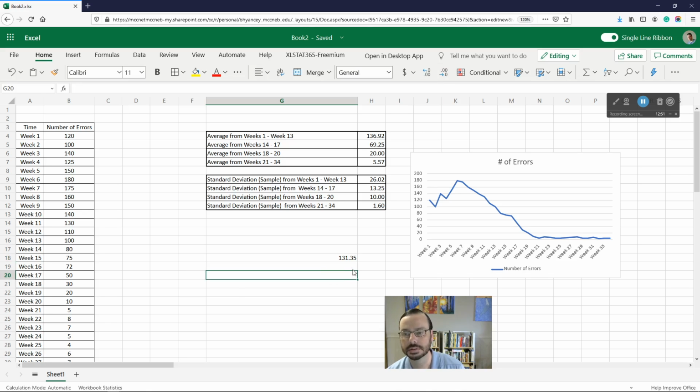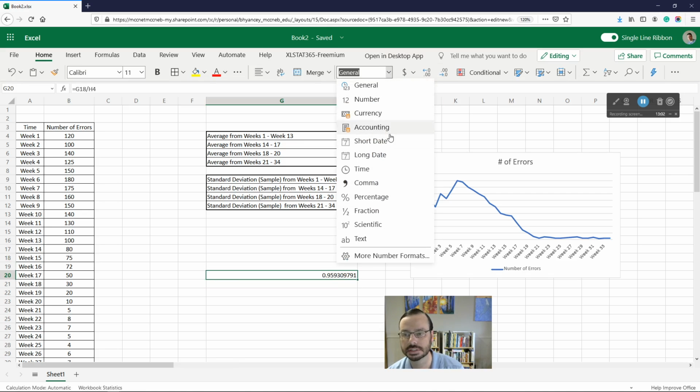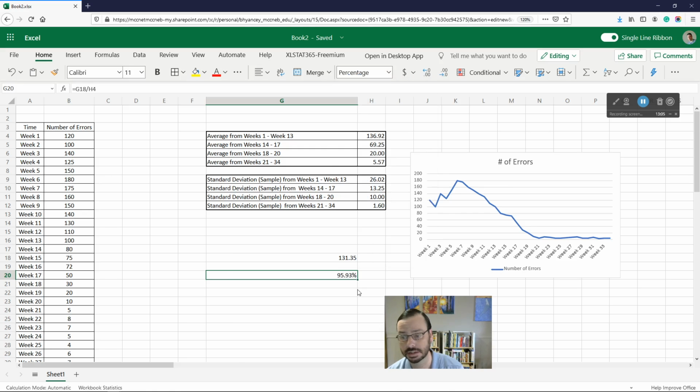All right, and so what is that as compared to where we started? Change divided by where we started, percentage, change 95%. So it's a 95% improvement from this first few weeks, weeks 1 through 13, to the last 13 weeks, which is pretty significant, right? That's a lot of resources that are no longer being allocated to all these errors.